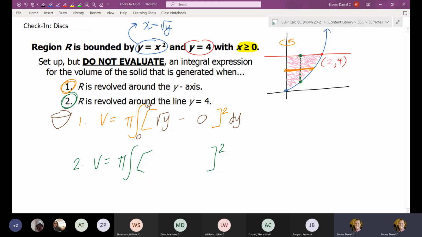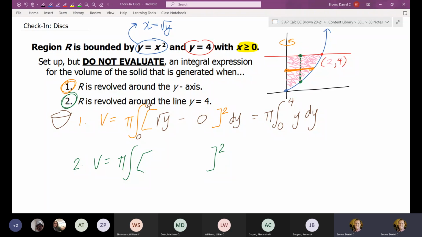I didn't ask you to evaluate this one, but this one will be pretty easy to actually evaluate by hand because you're really just finding the integral of y and then plugging in the top minus the bottom. Again, that pi could go before or after the integral sign since it's a constant.